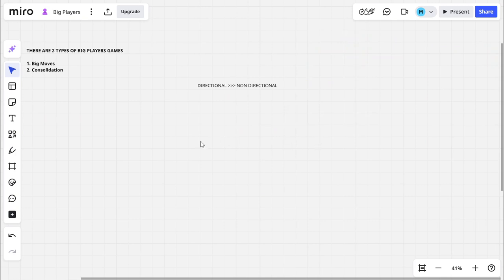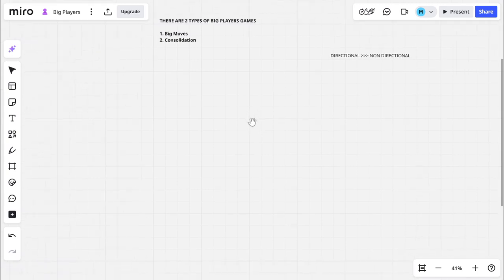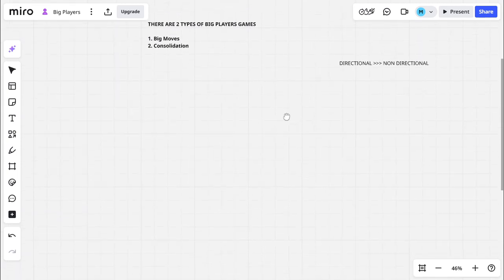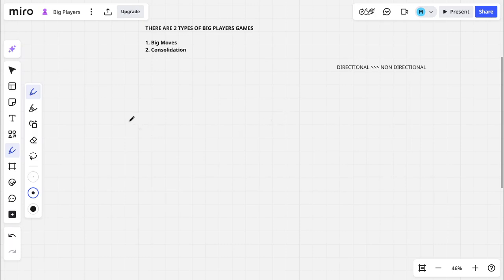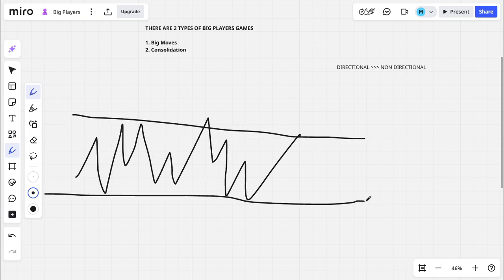That is one type of consolidation, guys. And this consolidation phase has many types. So you have to understand that trading this is one of the most difficult things that you will ever do. So another type of consolidation is this. You see this consolidation over here.